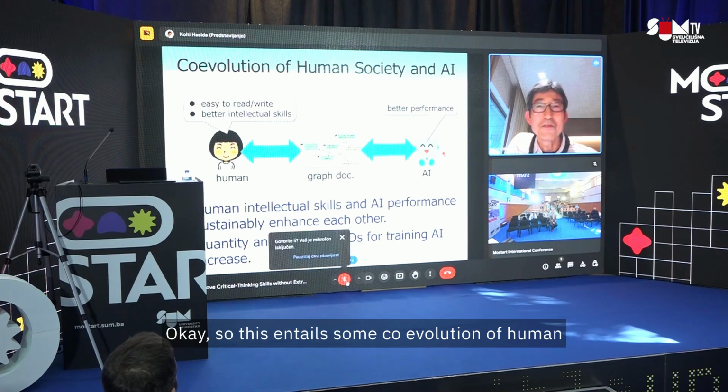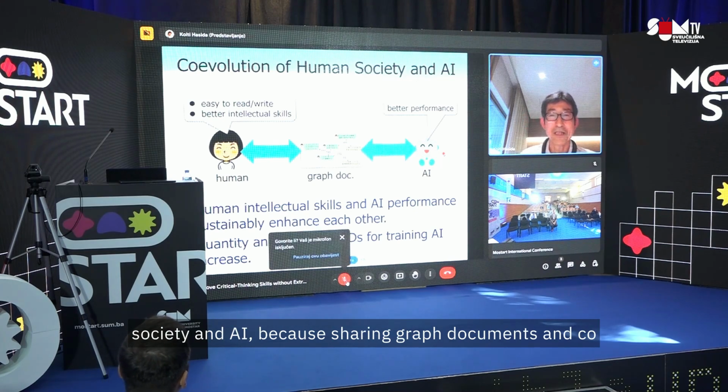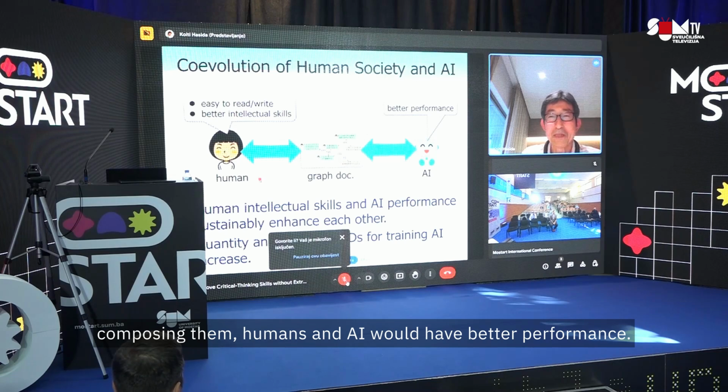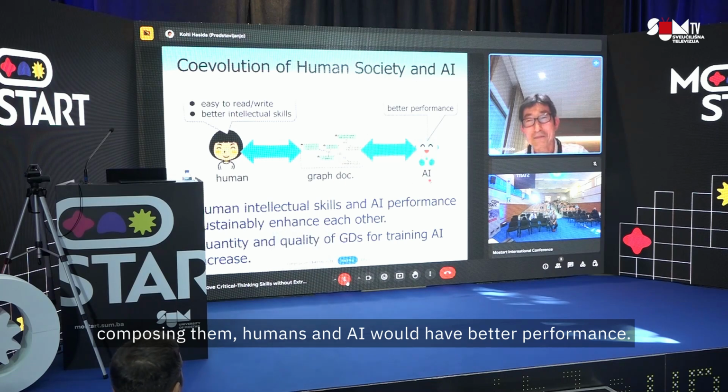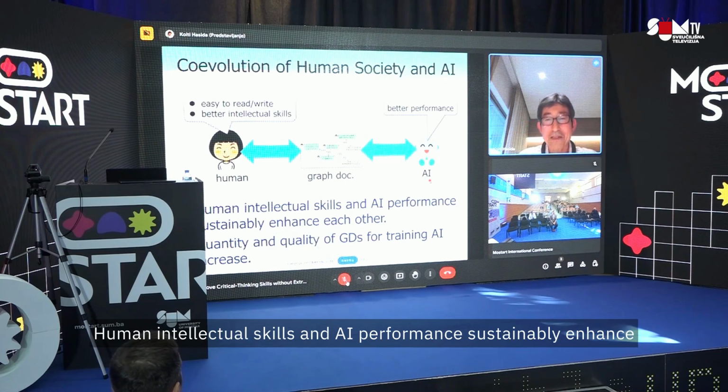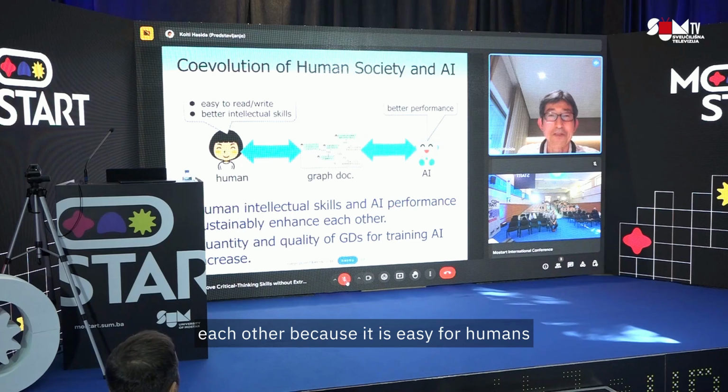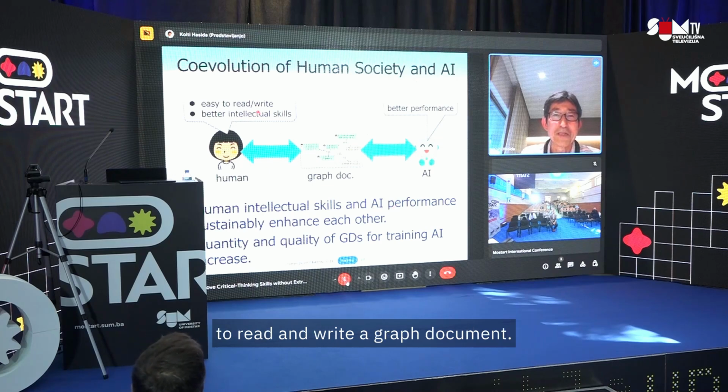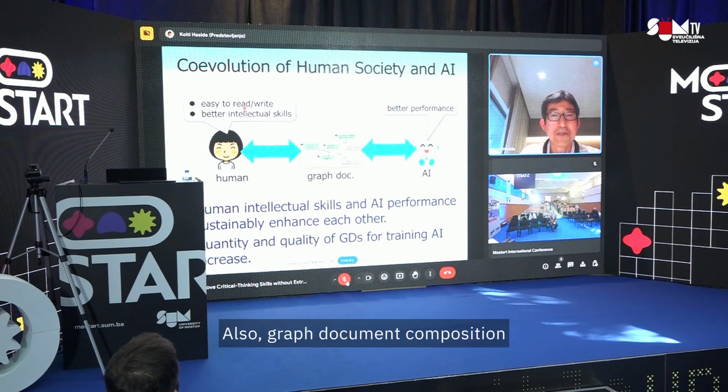This entails some co-evolution of human society and AI, because by sharing graph documents and co-composing them, humans and AI would have better performance. Human intellectual skills and AI performance sustainably enhance each other, because it is easy for humans to read and write graph documents. Also, graph document composition would make humans smarter.